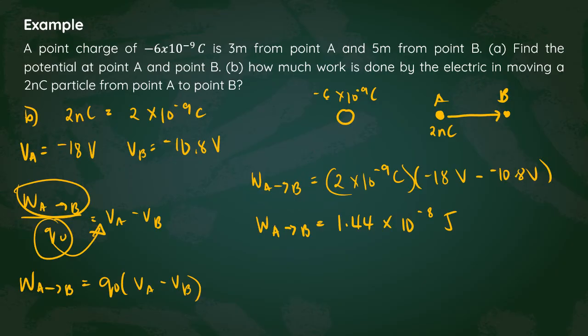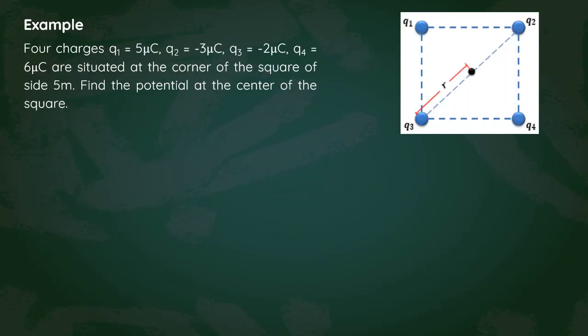So you have approximately 1.44 times 10 raised to negative 8 joules. Now let's look into another problem. Four charges, Q1 is 5 microcoulombs, Q2 is negative 3 microcoulombs, Q3 is negative 2 microcoulombs, and Q4 is negative 6 microcoulombs, are situated at the corners of a square of side 5 meters. So this square, each side is 5 meters. Find the potential at the center of the square.